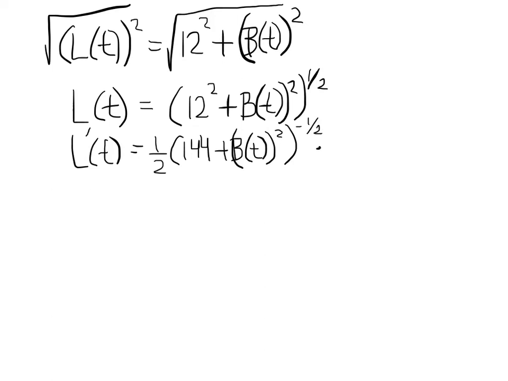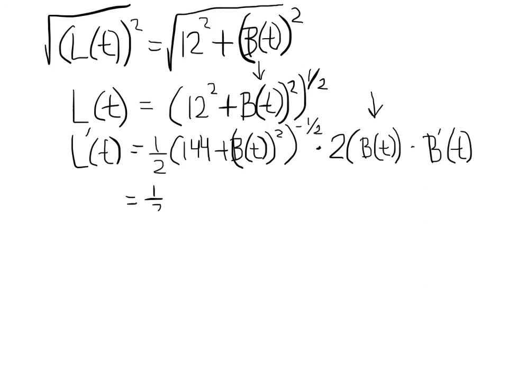Now chain rule says I have to multiply it by the derivative of the inside function. Well, notice that's a chain rule too. Well, the derivative of 144 is 0, but then I'd have 2 times b of t, and now it's just to the 1 power. And then I have to take the derivative of the inside function there, which would be b prime of t. So now I have the derivative of L of t. And now I know b of t and I know b prime of t, so I'm going to replace those values with the given information.